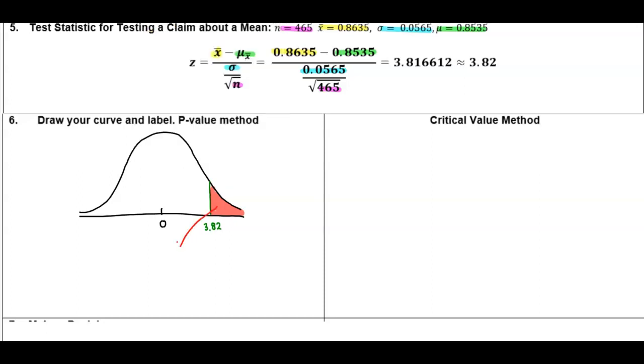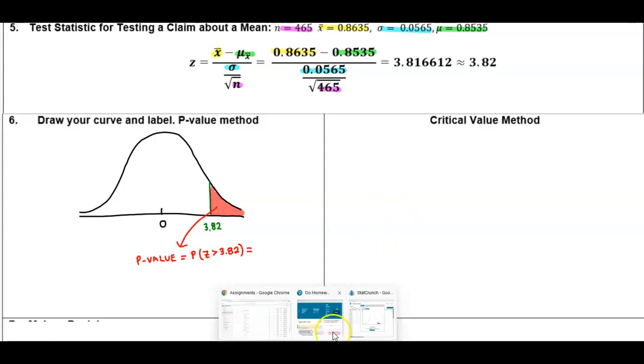So we want to determine the p-value. The p-value is going to be the probability where z is greater than 3.82. So let's go ahead and use StatCrunch to find that p-value.